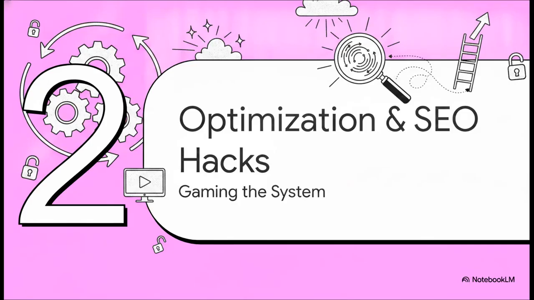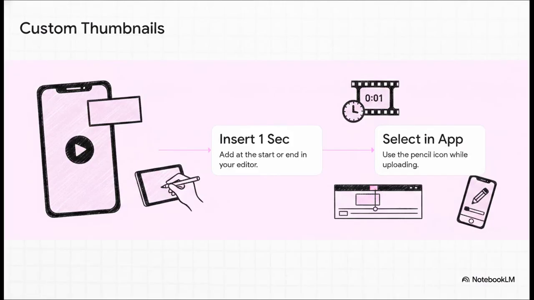Moving right along to Section 2, optimization and SEO hacks. Let's talk about gaming the system. Okay, so let's break down that custom thumbnail workaround I mentioned. Now, sure, most shorts views come straight from the swipeable feed where thumbnails don't even matter. But if your video hits the homepage or search results, they are absolutely crucial. Now, YouTube doesn't actually let you just upload a custom thumbnail file for a short, which is a bit annoying, but here is the workaround.